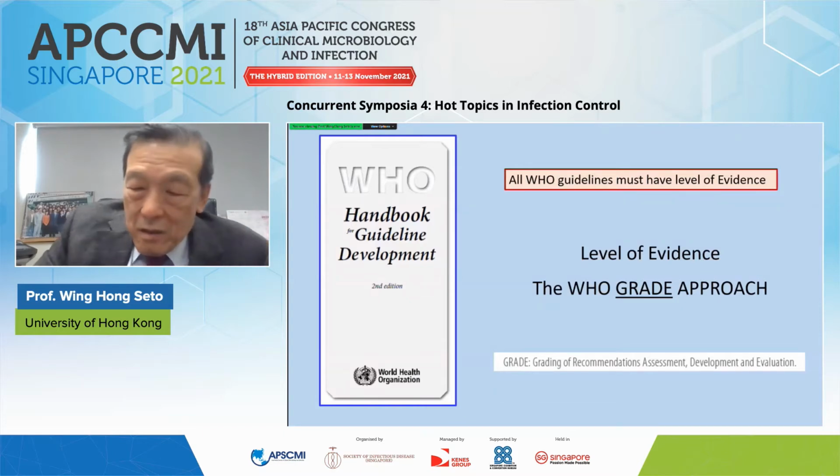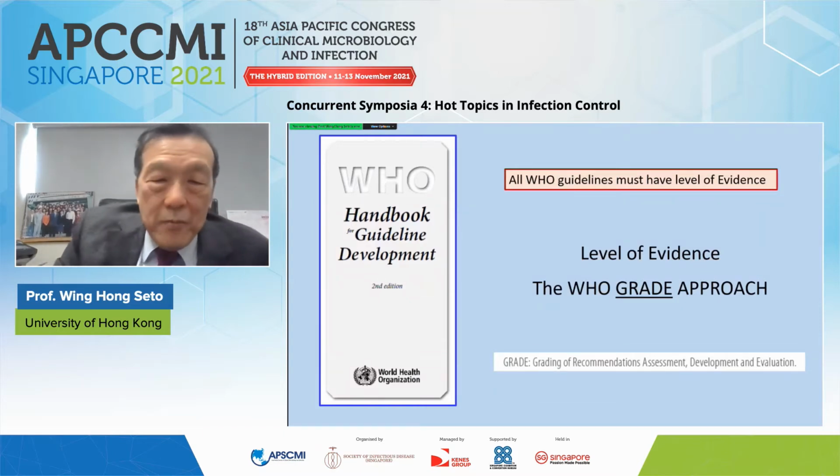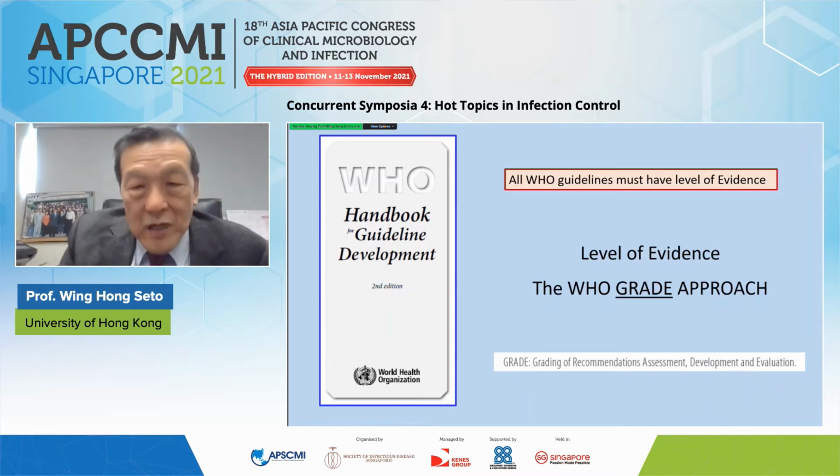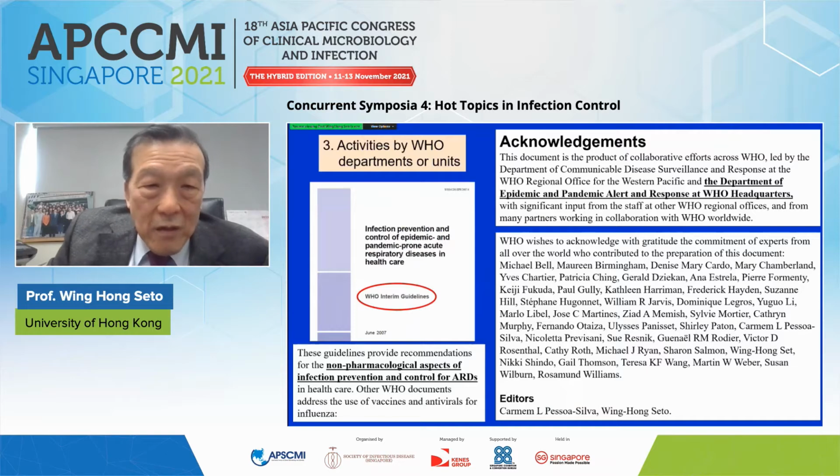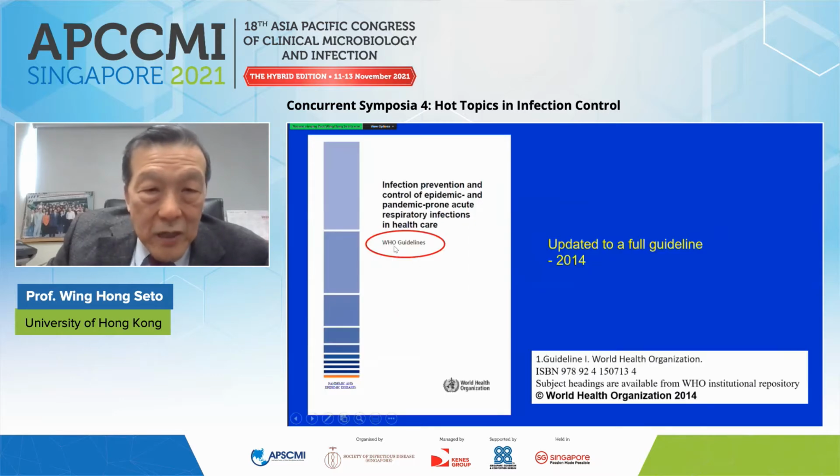Okay, now, just to show you this book, it's called the WHO Handbook for Guideline Development. Again, it's on the website, you can download it. Now, why do I show this? Well, because as you can see, now take a look at this, the ARD. It is interim guidelines. Then it's upgraded to guidelines.